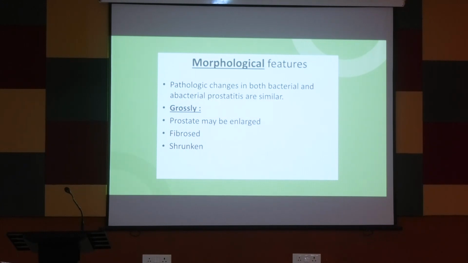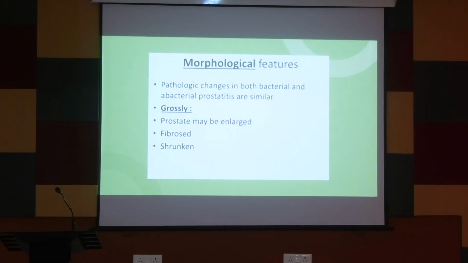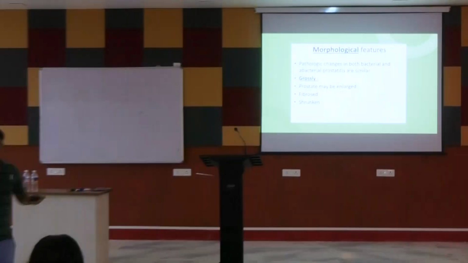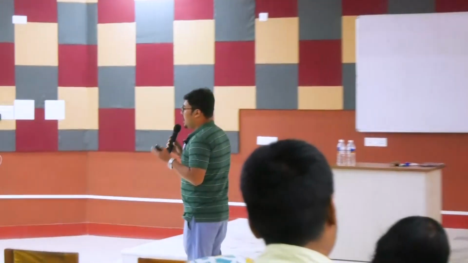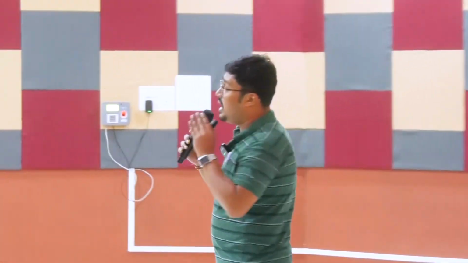So repeated inflammation, chronic inflammation, increases the fibroblastic activity, it increases the myofibroblastic activity, and actually after the subsidence of the inflammation, the prostate decreases in size. So grossly, mostly the prostate may be fibrosed and shrunken in size.